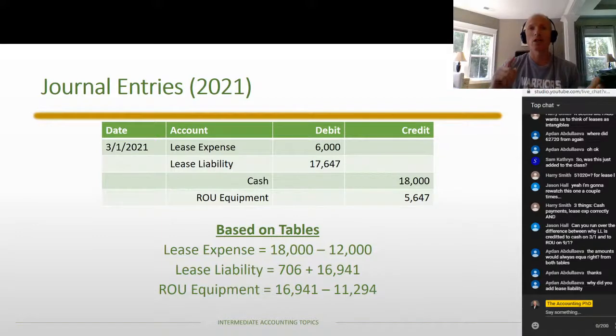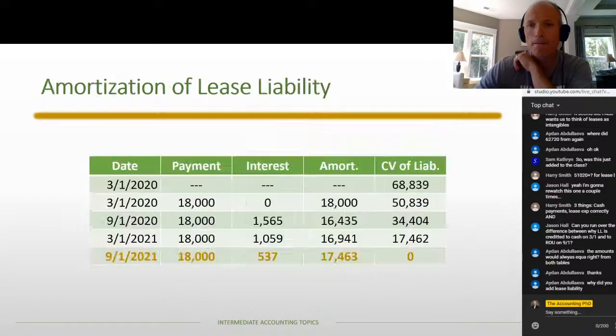We have to get rid of the amount that we had accrued to the lease liability in December and get rid of the amortization amount that coincides with March 1st, 2021. So there's two components to that journal entry amount. Okay?